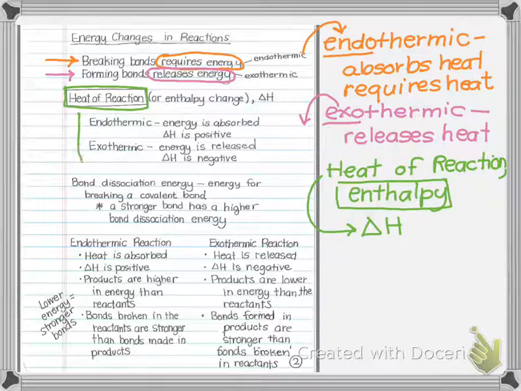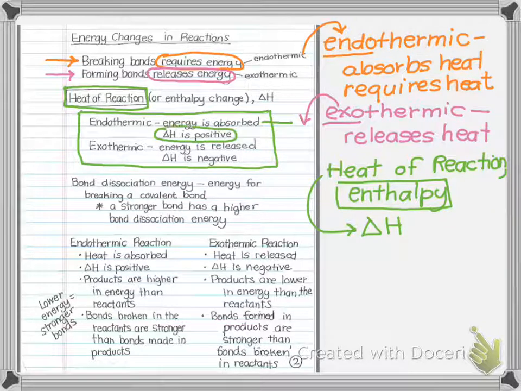We can tell if a reaction is exothermic or endothermic based on delta H. Here's the definition again. Endothermic, heat is absorbed, and delta H is a positive value. For example, if something's endothermic, it could say delta H equals positive 13 kilocalories, with a positive sign, and that's telling you that reaction is endothermic.